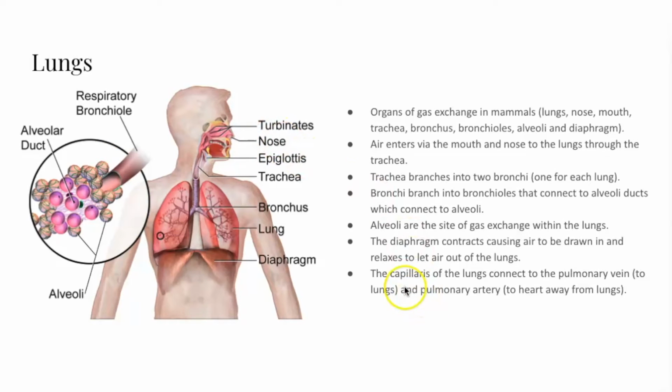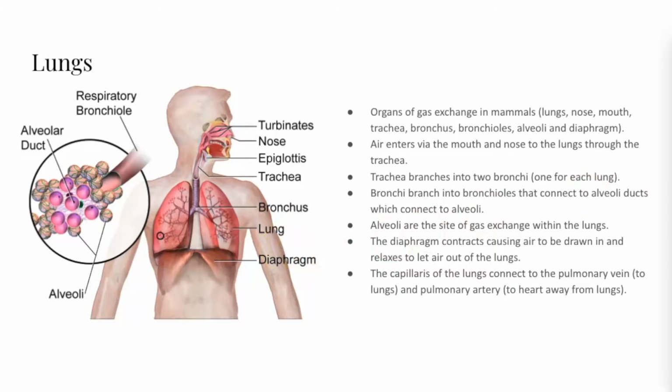The capillaries of the lungs connect to the pulmonary vein, so the blood that's coming to the lungs with carbon dioxide goes through the pulmonary vein, and the pulmonary artery connects those capillaries to the heart, allowing the blood to then be pumped around the body.